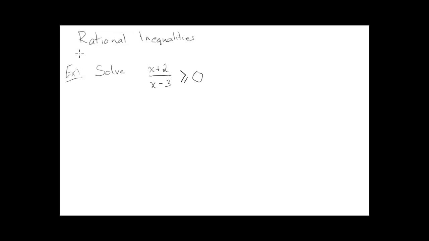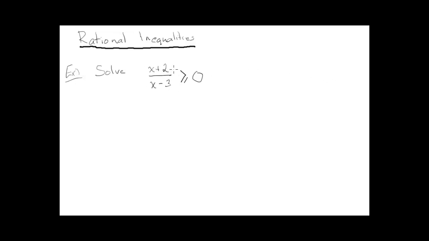Okay, in this video we're going to look at solving a rational inequality. So here's the inequality we're going to solve. An inequality means there's an inequality symbol, so a greater than, less than, greater than or equal to, or less than or equal to symbol, similar to an equation. It's rational because there's a rational term.